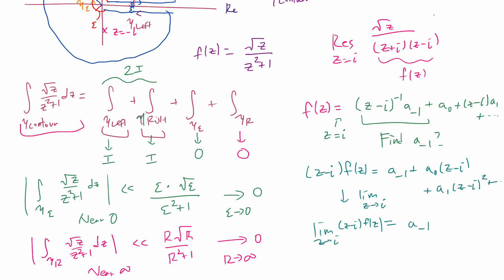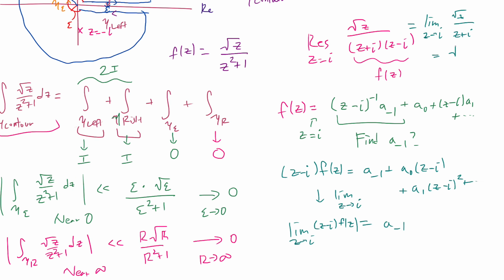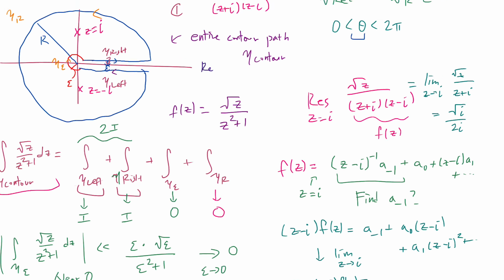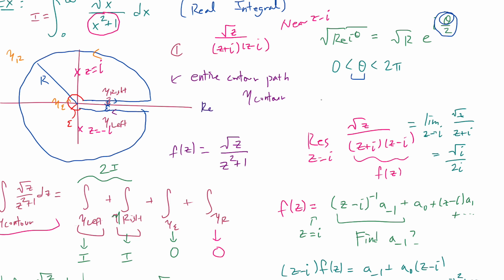So the residue at z equals i is going to be the limit as z approaches i of square root of z over z plus i, and that's exactly going to be square root of i over 2i, right? And to find the square root of i, we have to recall how we pick the branch cut once again. So when you evaluate square root of i, i is equal to e to the pi over 2i.